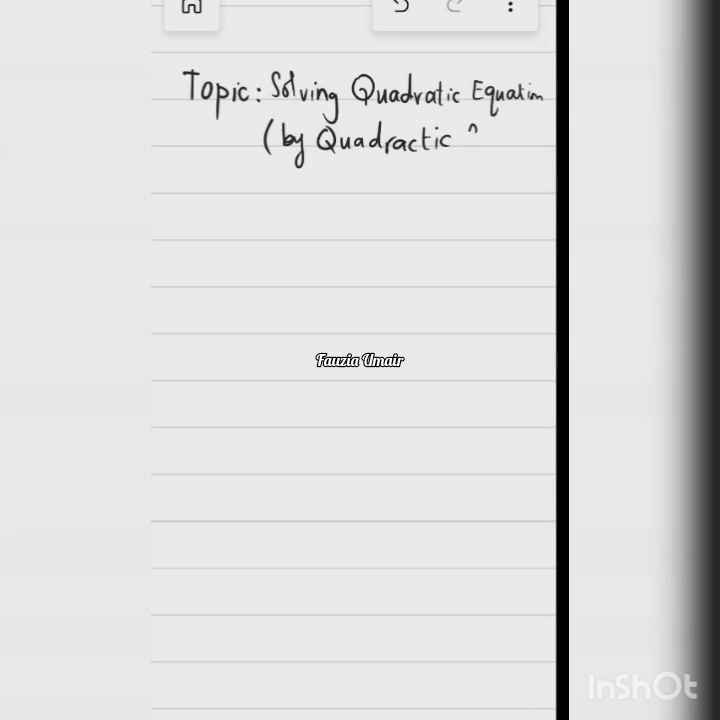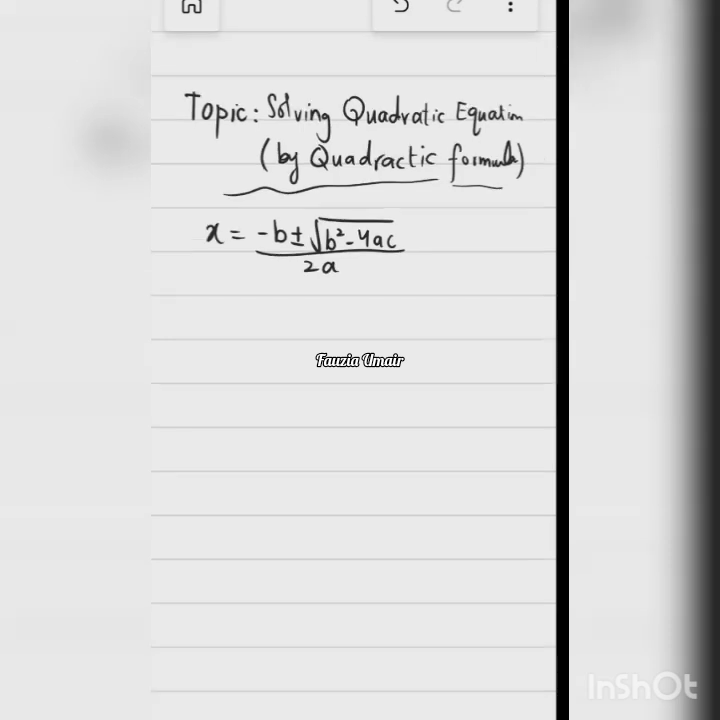So can you recall what was the quadratic formula? X is equal to, whichever variable is there, that variable is equal to minus b plus minus square root of b square minus 4ac, divided by 2a. This is the quadratic formula. All right. So now we are going to start with the first question.